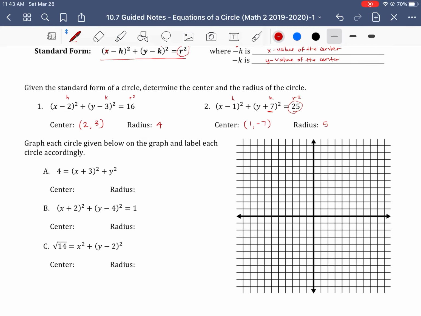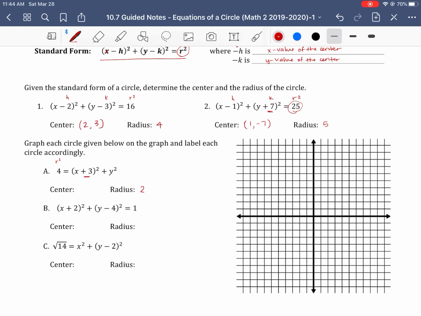So first of all, to graph it, you need to identify your center and radius. Those are the two things that you need, just like when you graph a line, you need the y-intercept and the slope. On this one, you need the center and the radius. So notice up here, this time our radius is over here, but if that's r squared, the square root of 4 is 2. So I know that my radius is going to be equal to 2.